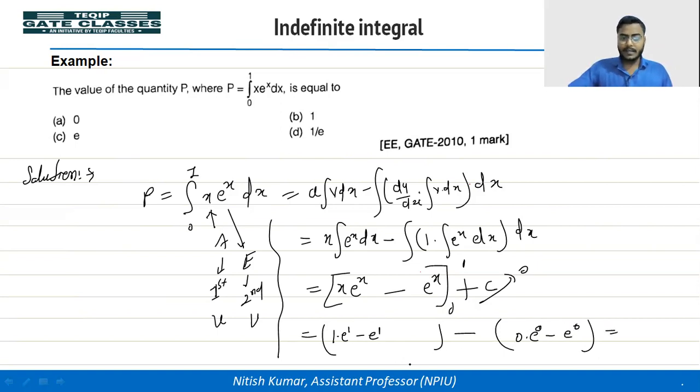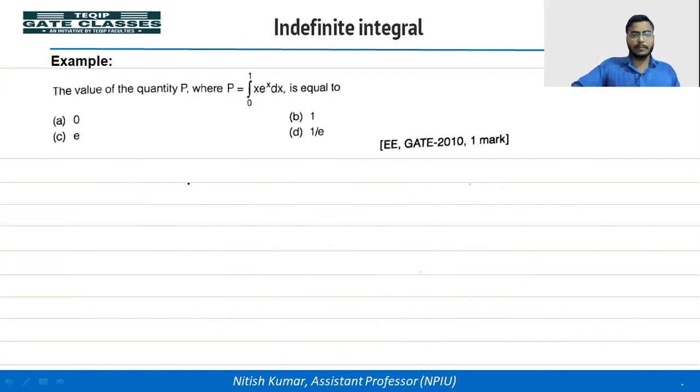Right? What are we getting here? See, e to the power 1 minus e to the power 1 will be 0. Right? See, 0 into e to the power 0, so it will be 0, and this is e to the power 0 minus, this is 1. So minus 1, and here minus, we are getting 1. Okay. So according to the options, B is correct. B is the correct option. Let's take one more example.